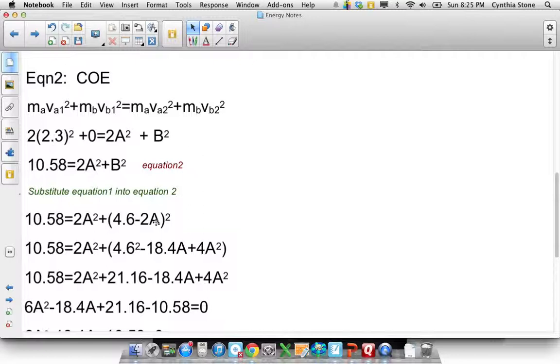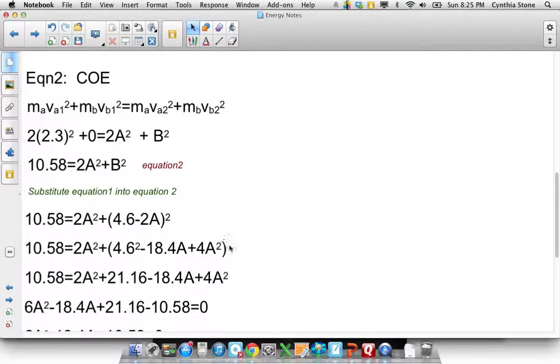So now all the fun begins. So this part's just 10.58, 2A squared, that's easy. Now, I have to square all this. So 4.6 squared minus 2 times 4.6 times 2A for this one, right? I'm just doing A minus B squared, right?